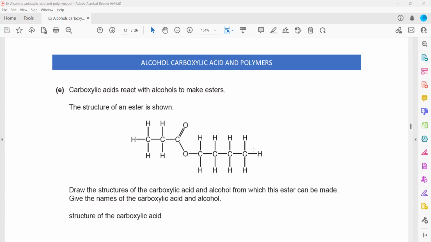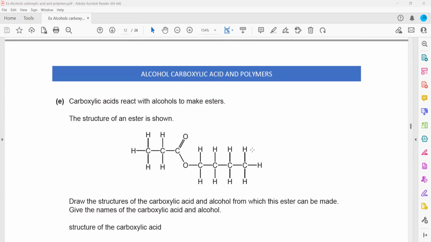What is the name of this ester? Butyl propanoate. The part which is attached to oxygen, we name that first.